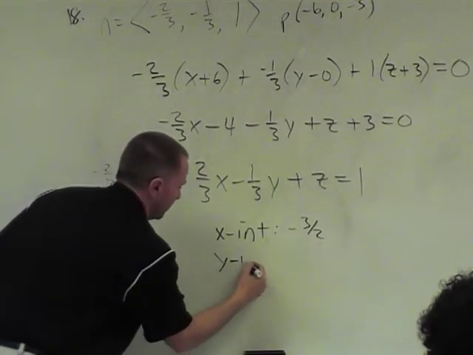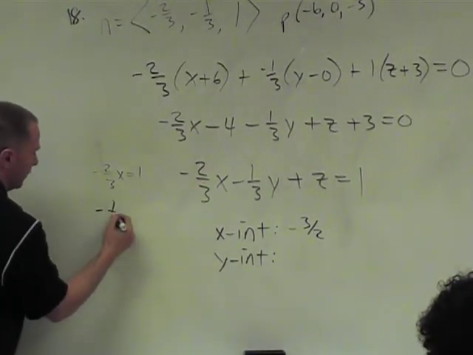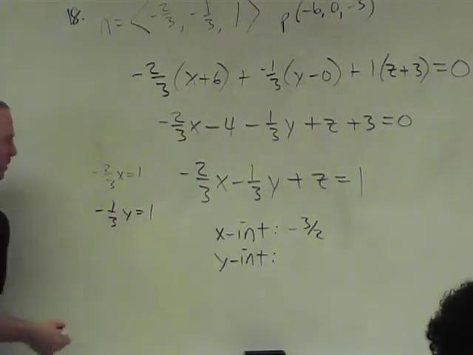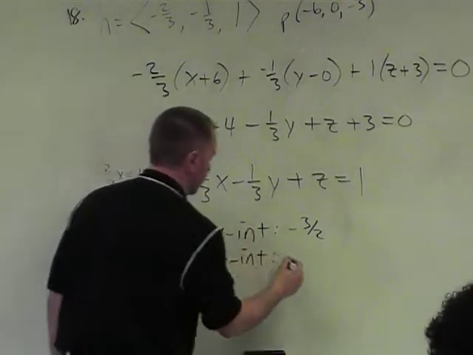Alright, so the y-intercept is when x and z are 0, so you have negative 1/3 y equals 1. So what does y equal? Negative 3. Reciprocal, right?